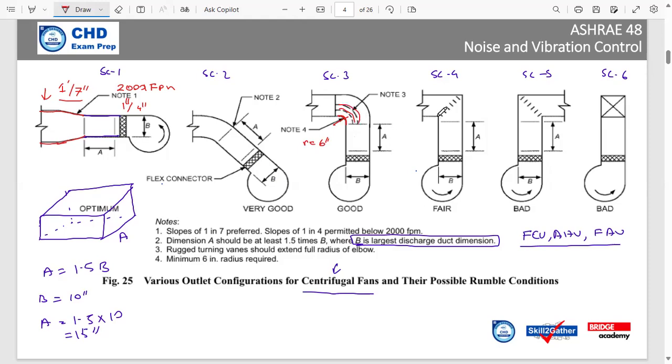If you have a sharp elbow in this scenario, if the elbow radius is less than 6 inch, it is going to make noise. So you have to avoid this particular scenario. A sharp elbow will always make noise, so you have to avoid this. These are the optimal scenario, very good scenario, and good scenario. These are the scenarios that we are going to follow.